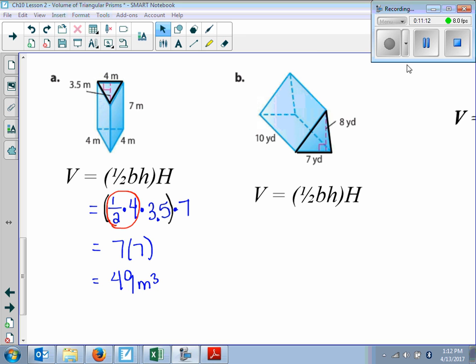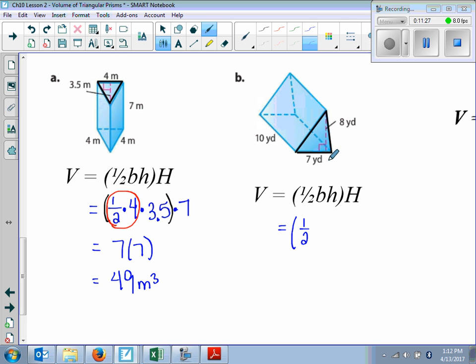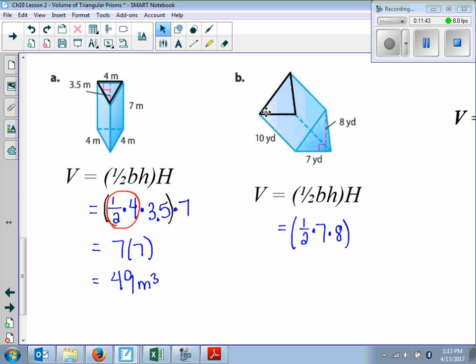So for example B, there I highlighted the triangle for you. That's the base, right? So to find the volume, we're going to do the area of the base, which is a triangle. So we've got 1/2 times the base of the triangle, which is 7, times the height of the triangle, which is 8. And now we want the height of the prism. So here's base to base. What's the height of the prism? Very good. Height of the prism is 10. So we're going to multiply this times 10.